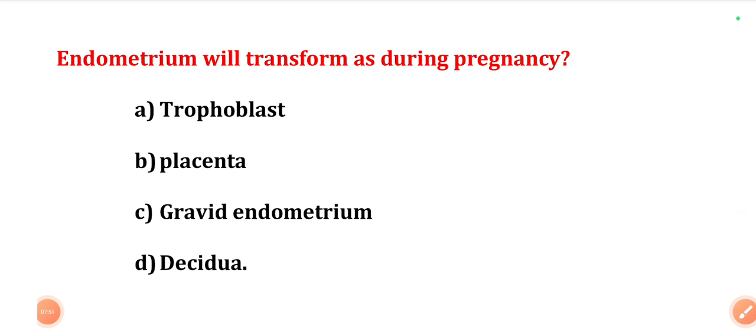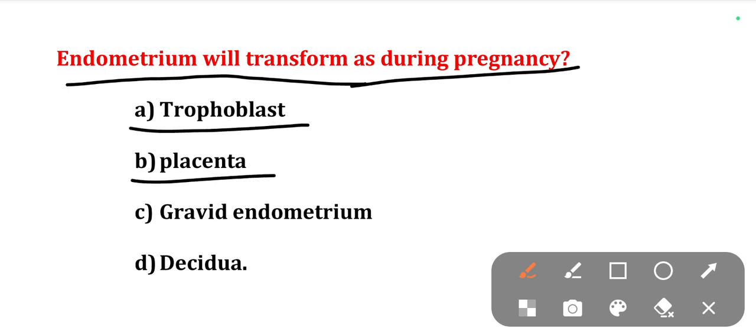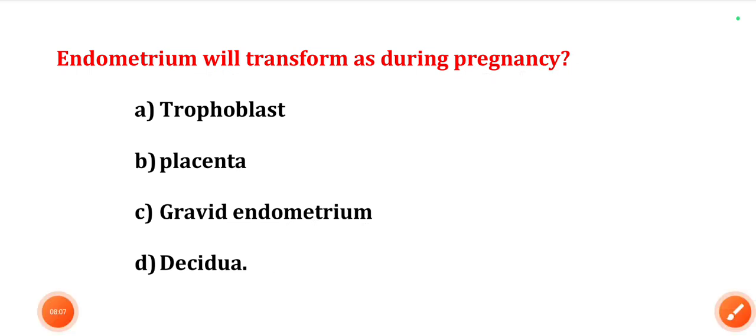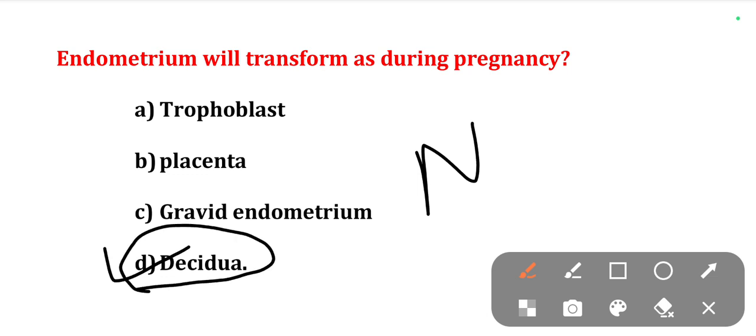Endometrium will transform during pregnancy. So from normal to during pregnancy, the endometrium is transformed into, options: trophoblast, placenta, gravida, endometrium, and decidua. The right one is decidua. So in non-pregnant women, the uterus has endometrium, and during the pregnancy, the endometrium converts into decidua. It is known as decidua during the pregnancy.